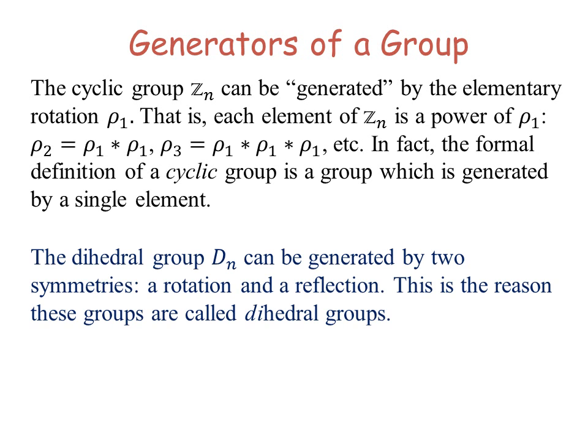The dihedral group D sub n can be generated by two symmetries, a rotation and a reflection. This is the reason these groups are called dihedral groups. They are generated by two, di for two, elementary permutations.